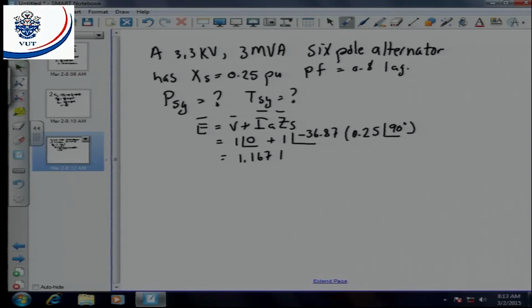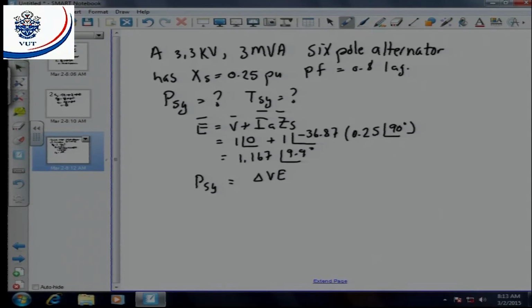To convert back to actual power, P synchronizing is P synchronizing per unit times S, which gives us 0.241 times 3, which is equal to 723 kilowatts.